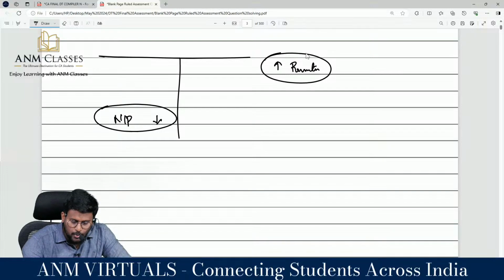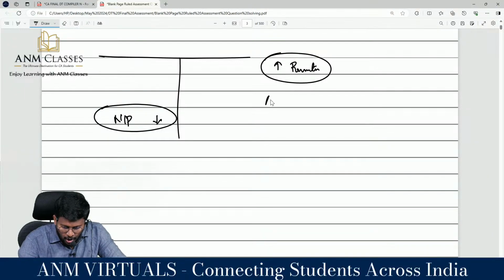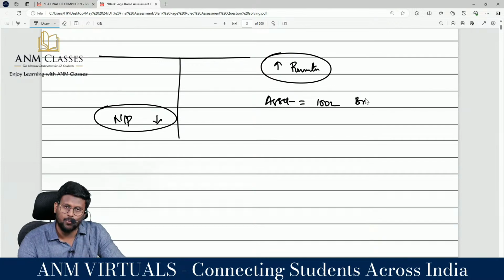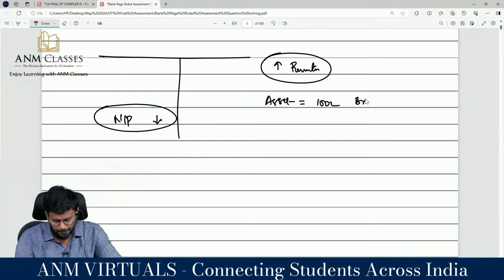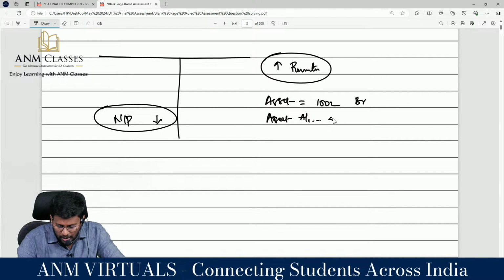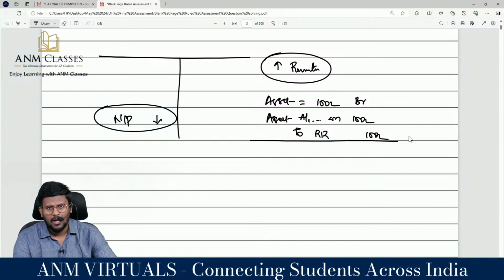Now, upward revaluation. For example, there is an asset with a book value of 100 lakhs. You are going to do upward revaluation and pass the journal entry. Asset account debit 100 lakh to revaluation reserve 100 lakh. So you have put another entry for 100 lakhs.